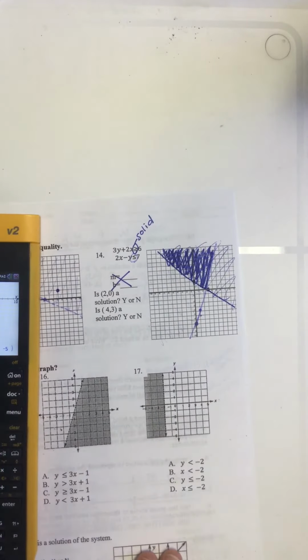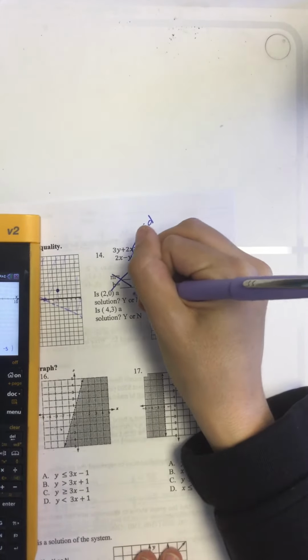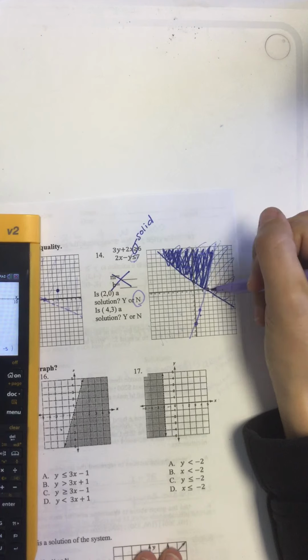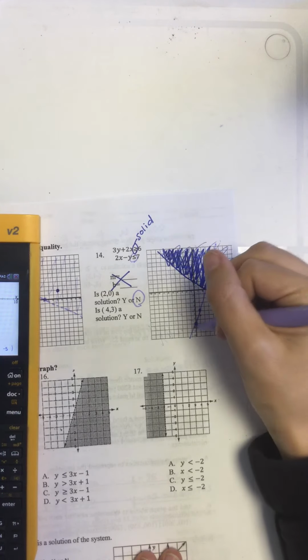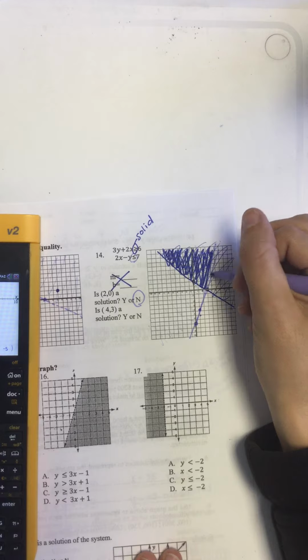And so the point 2, 0 is right here. That is below the line, so no. And then 4, 3, 1, 2, 3. Oh, that could be. It's really hard to tell with this graph. It could be a part of it on the line.